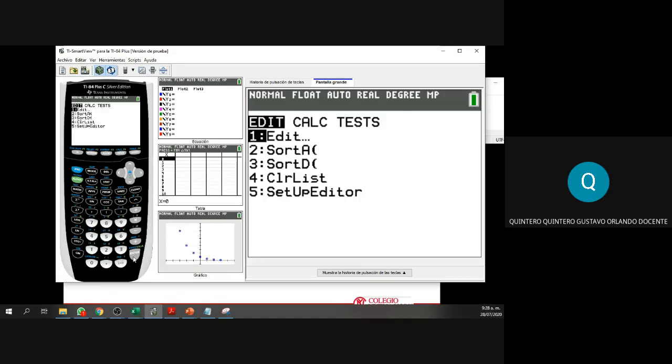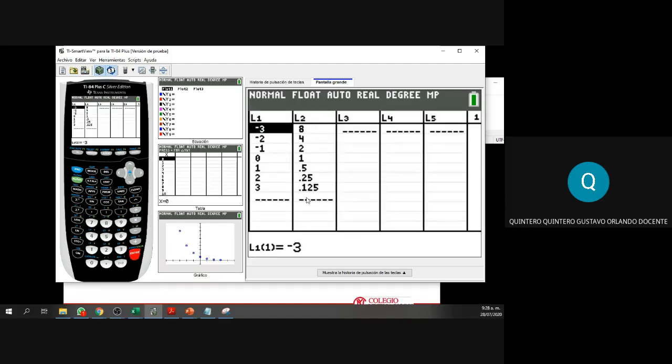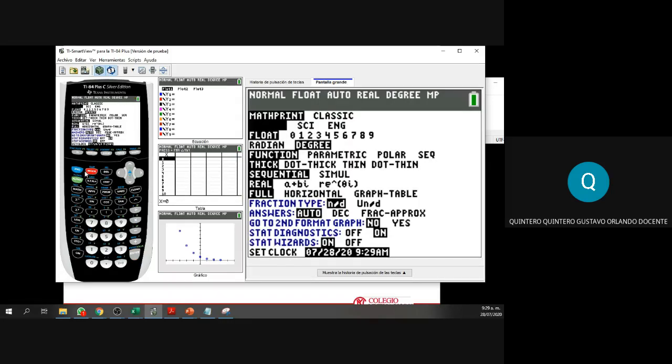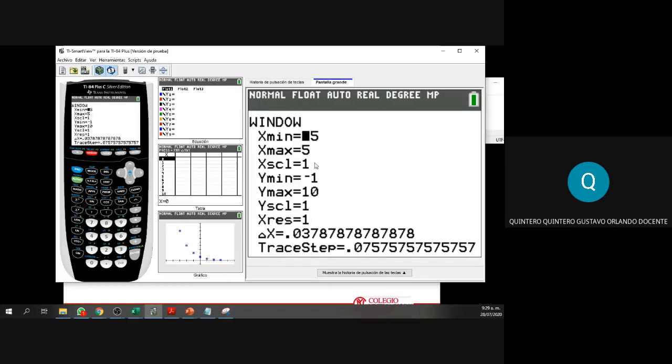But again, the values in the second list go from 8, that is the maximum, and then they decrease to 0.125. So I selected 10 as a maximum and -1. I could even say 0 as a minimum. Window here. For Y, a minimum of -1 and a maximum of 10.